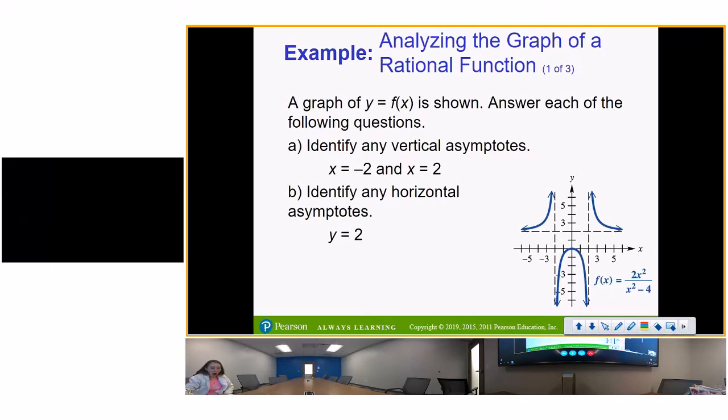The domain is going to be from -∞ to -2, from -2 to +2, and then from +2 to infinity, and those are all with parentheses. Okay, the only x-intercept I see is (0, 0), and that's just touching.